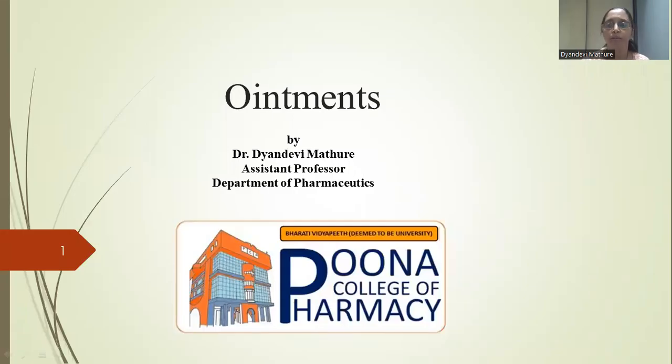Good morning. Today we'll start with the semi-solid dosage form. Now, as we all know, semi-solid dosage forms include mainly four types of dosage forms, that is ointment, cream, paste and gel. So today we will be focusing on ointment as a semi-solid dosage form.